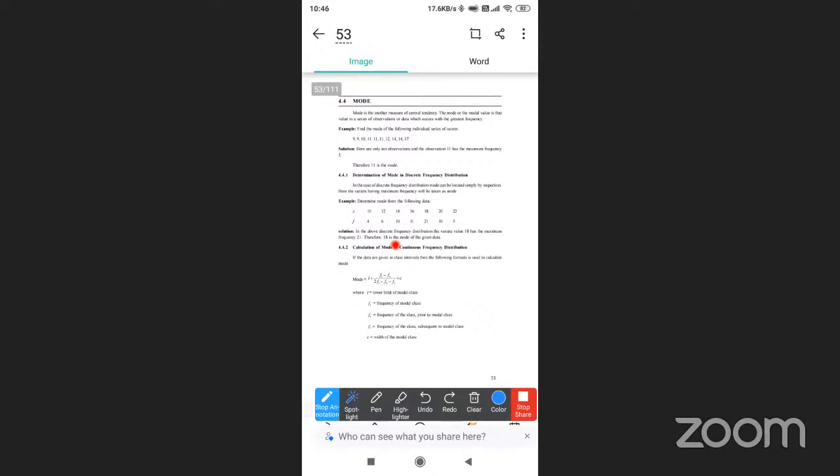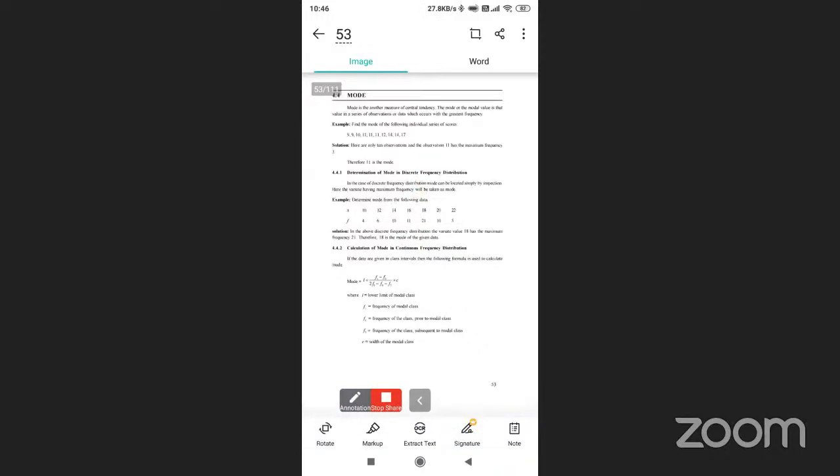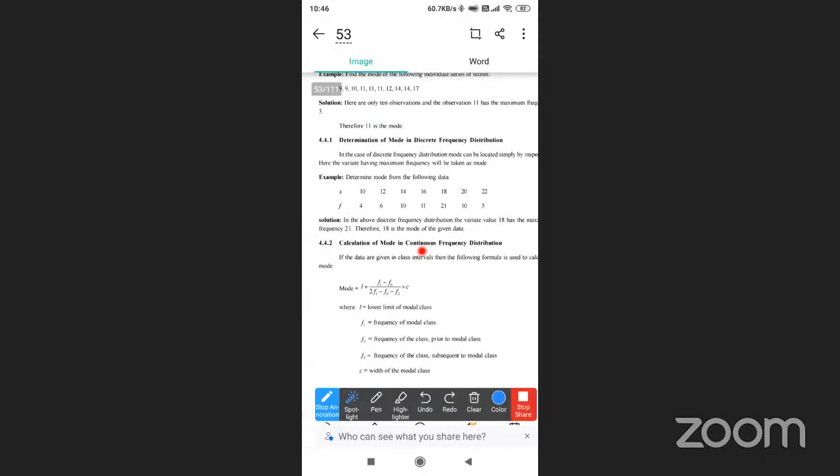So I will change the formula in a simple way. Here is the given formula. I will change the formula. Write down the formula: Mode equal to L plus (F minus F1) by (2F minus F1 minus F2) into C.